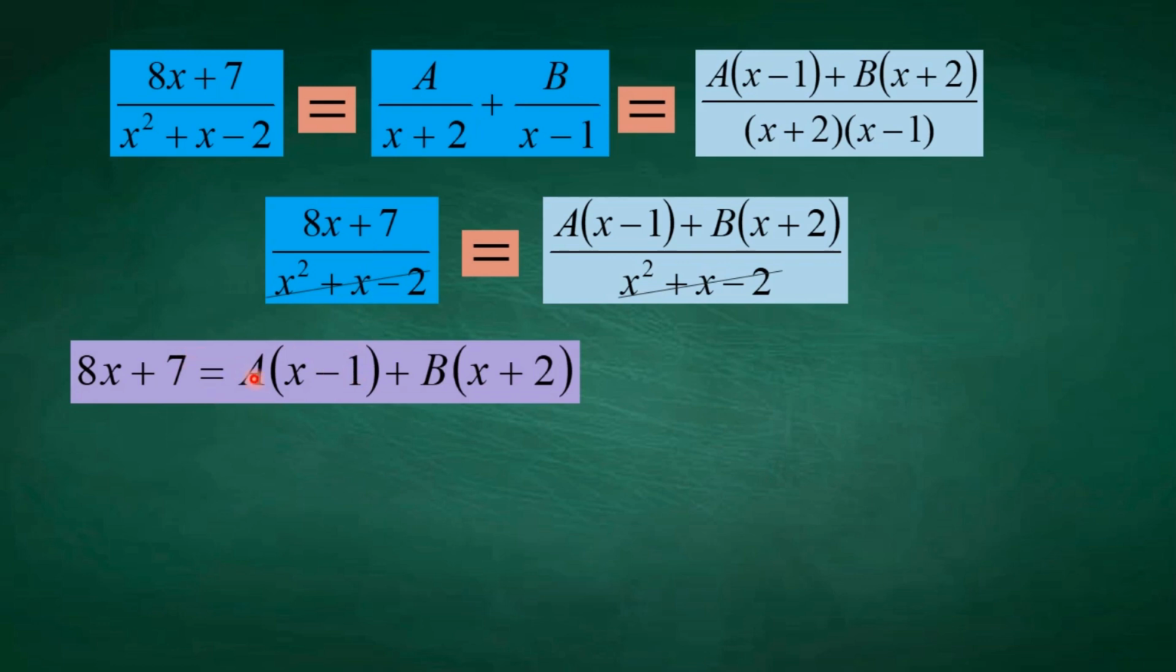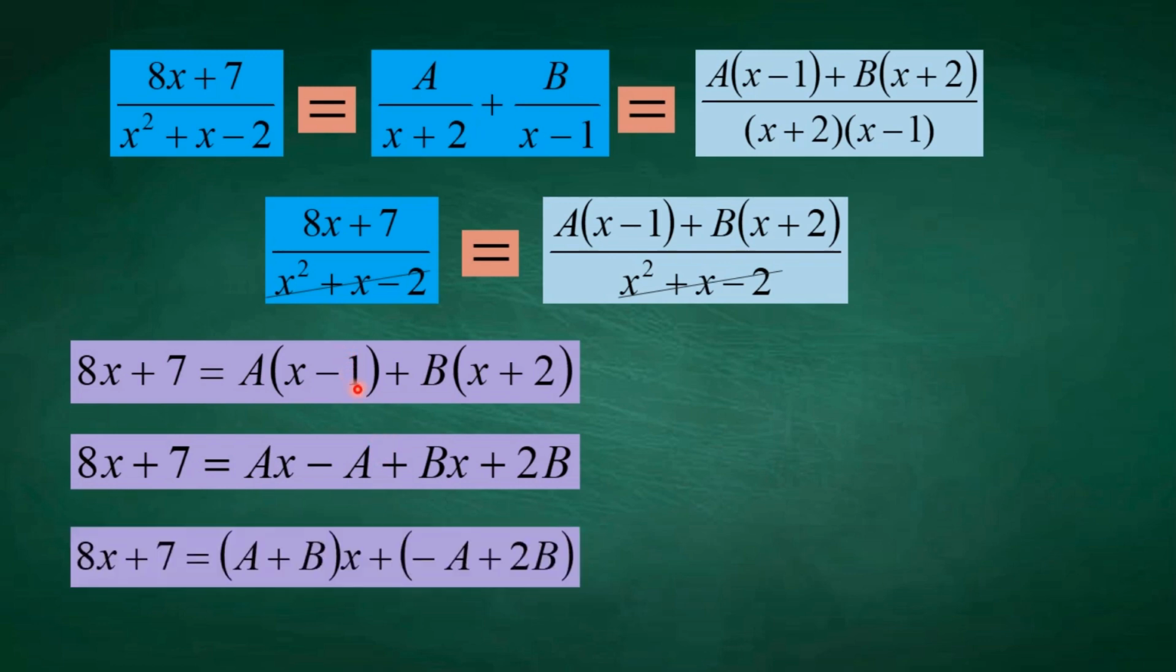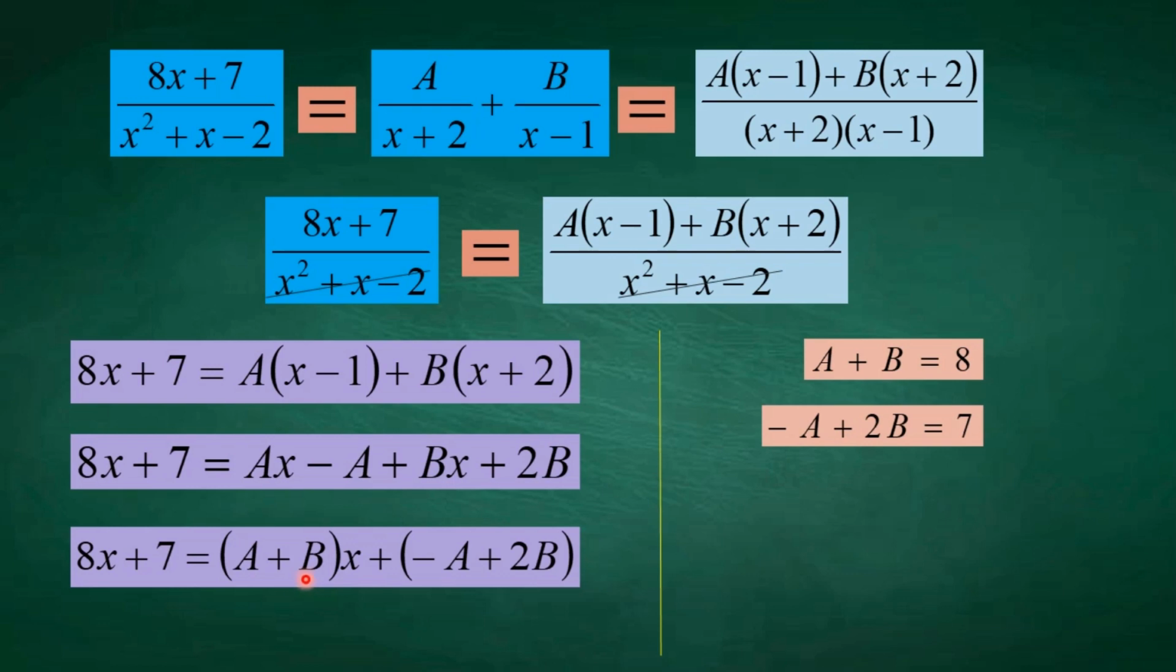When you equate the numerators and write it in the form of some term times x plus a constant term, you obtain this, right? And further, you get the coefficient of x as a plus b, and the constant term will be minus a plus 2b. Now using the equality of two polynomials, the respective coefficients and the constant terms should be equal. So you end up getting equations of the form a plus b equals 8 from the coefficient of x, and from the constant term, minus a plus 2b equals 7.